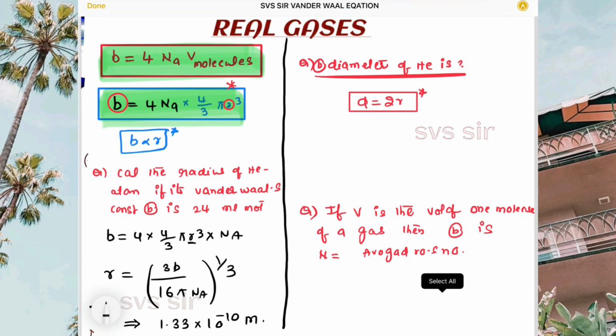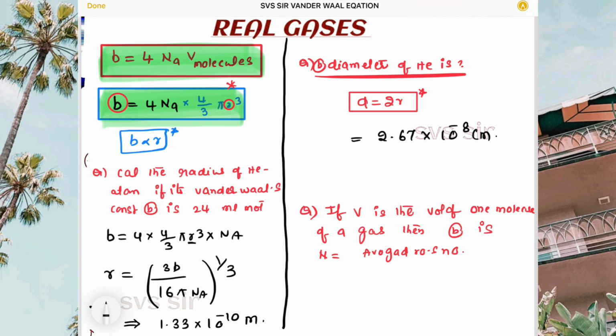Sometimes the same question they will ask us to calculate diameter. So diameter equal to 2r. Therefore we'll get the answer 2.67 into 10 to the power of minus 8 centimeters. So you have to be careful with the question.